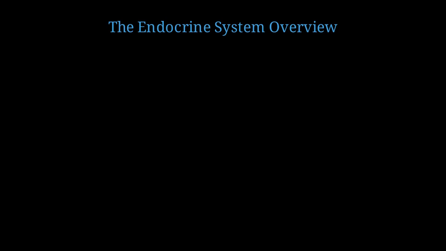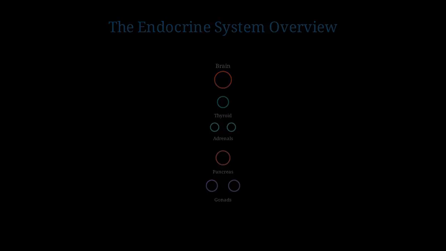The endocrine system is a network of glands that produce and secrete hormones directly into the bloodstream. The major endocrine glands include the hypothalamus and pituitary in the brain, the thyroid gland in the neck, the adrenal glands above the kidneys, the pancreas, and the reproductive organs or gonads.